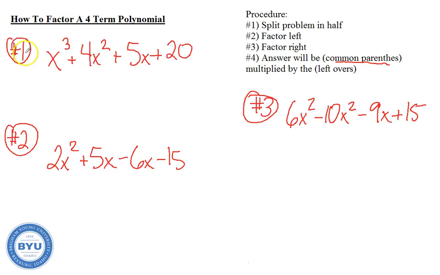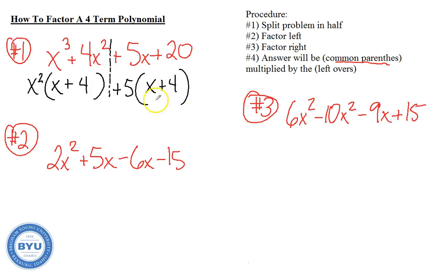Okay, step number 1. On number 1, we chainsaw the problem. Over here on the left, I can take out an x squared. When I divide this by x squared, I'm left with x. And when I divide this by x squared, I'm left with 4. Here on the right side, it looks like I can take out a 5. That leaves me with x plus 4. Do I have a common parenthesis? Yep, that means I did it right. And my answer is going to be x plus 4, and then whatever's in the leftovers, x squared plus 5.